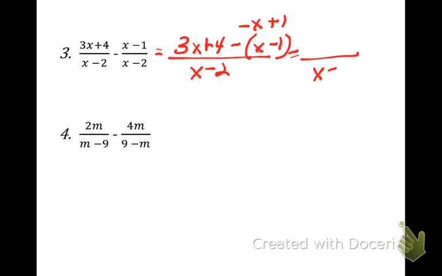So we still got our x minus 2 on the bottom. 3x minus x would be 2x. 4 plus 1 would be 5. Again, we always look to see if anything will cancel. It will not, so we would be done with that one.